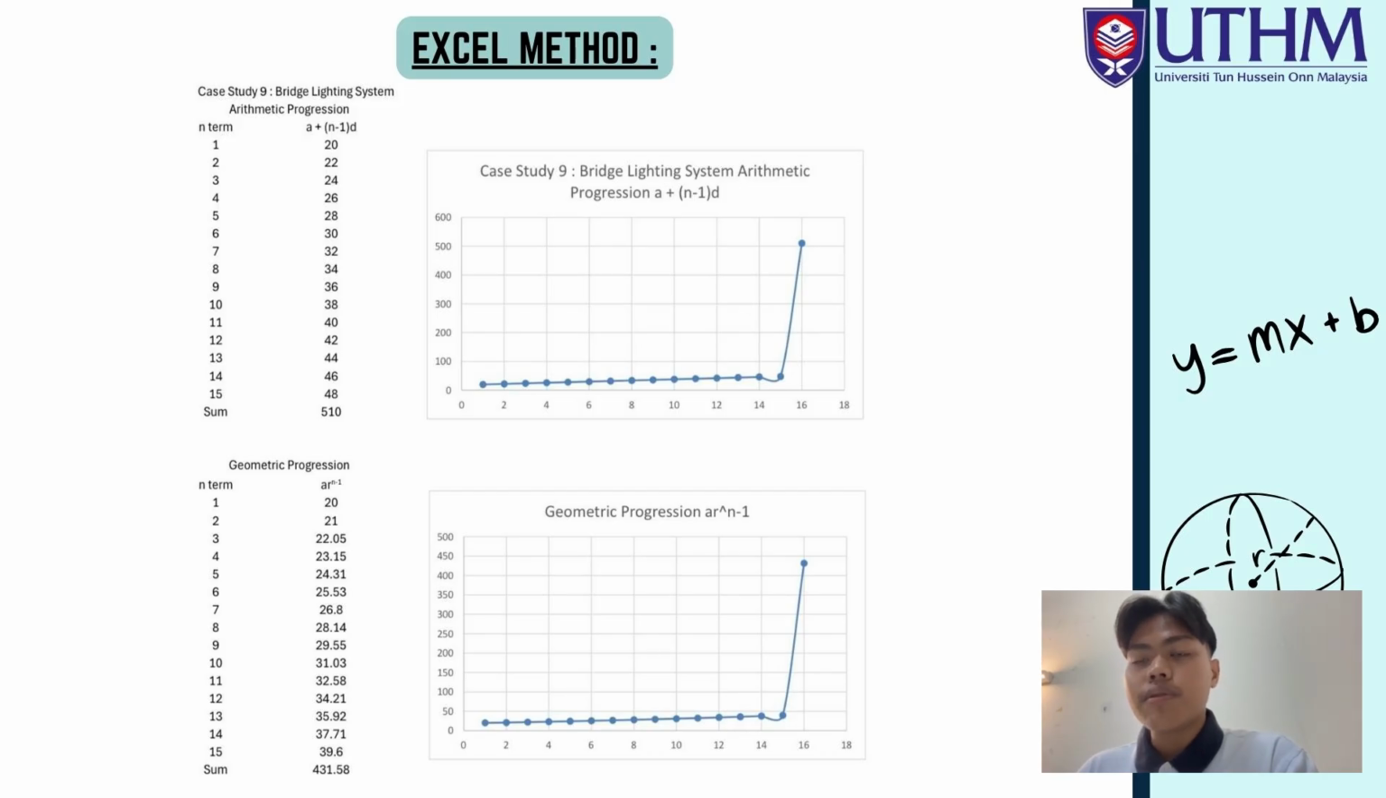For the geometric progression, it is also the same. We have to put the n term from 1 to 15, and put the formula in the second column, making sure that we have calculated it right. Then we can select the cells from top to bottom to calculate the sum of the geometric progression for 15 terms. So the answer will be 431.58, and we can round that off to 431.6 meters. As shown, the graph is being plotted.